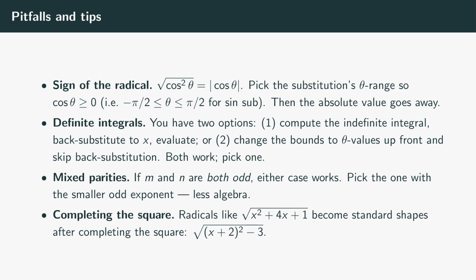Fourth, if you see a radical like the square root of x squared plus 4x plus 1 that's not in standard form yet, complete the square to turn it into the square root of the quantity x plus 2 squared minus 3. Now a shift u equals x plus 2 puts it in the square root of u squared minus 3 shape, and trig sub kicks in. Completing the square is the unsung step that lets trig sub handle any quadratic under a radical.